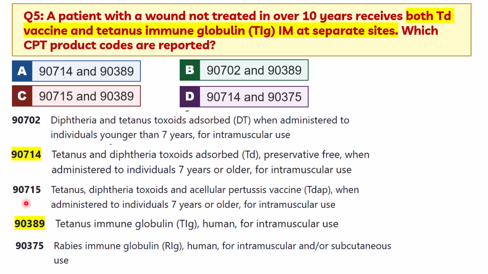Once you look at the code 90715, tetanus diphtheria toxoids acellular pertussis vaccine, that is Tdap, but in our case it is TD only, so you cannot use 90715. So the first code will be 90714. Once you go to the next code, there are 2 codes only. 90389 says tetanus immune globulin human for intramuscular use. So that is the case here. Once you look at the other answer, 90375 rabies immune globulin. So that is not possible here. So the correct combination of codes is 90714 and 90389. So the correct answer will be answer A.